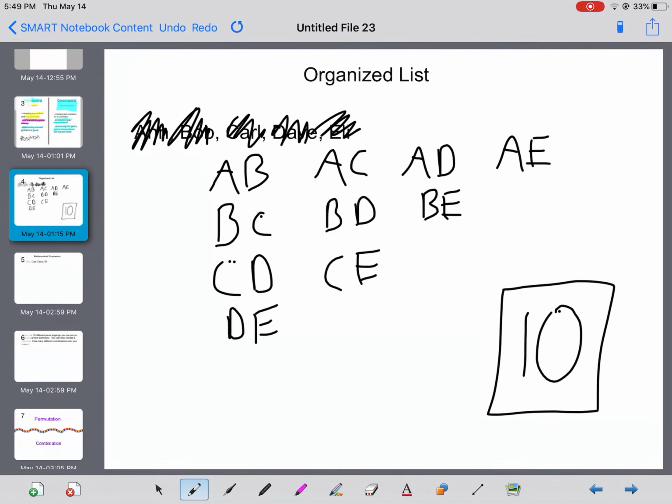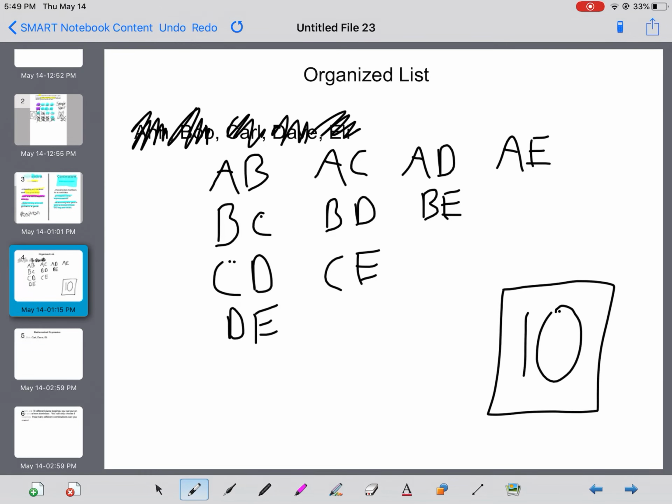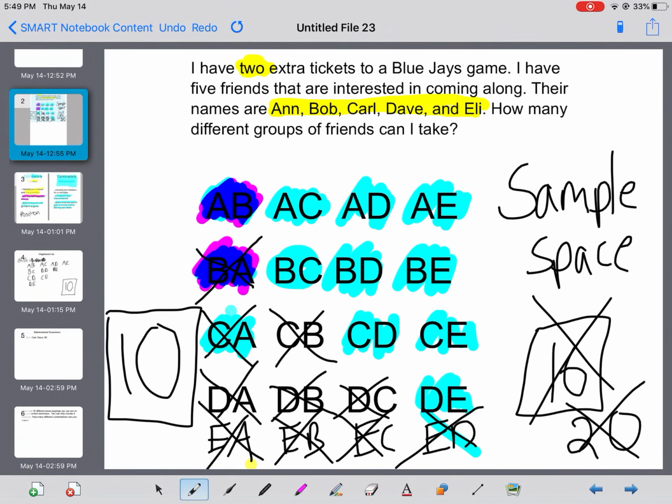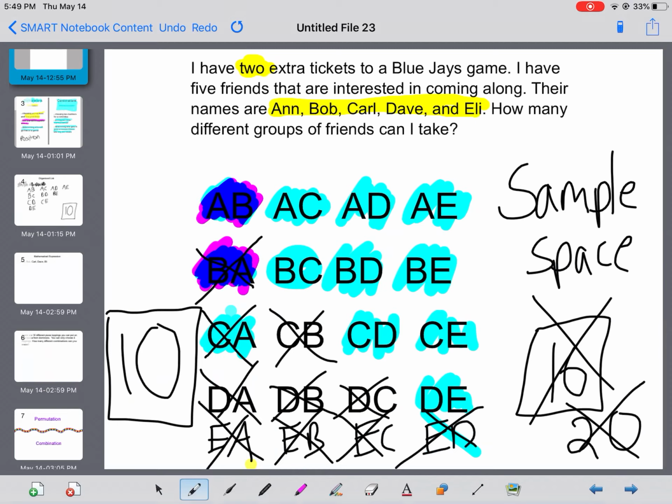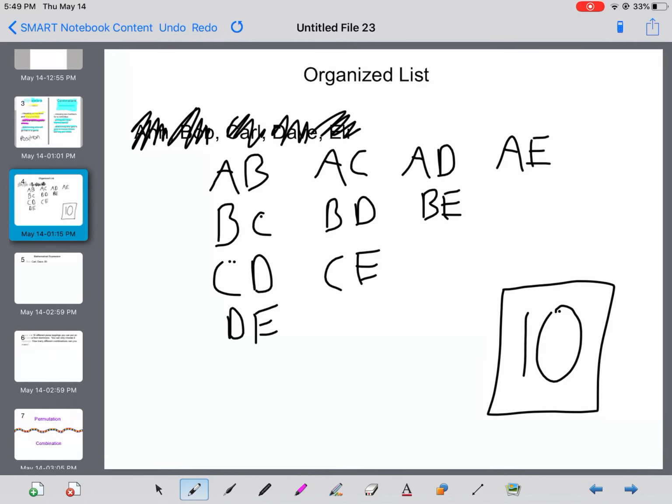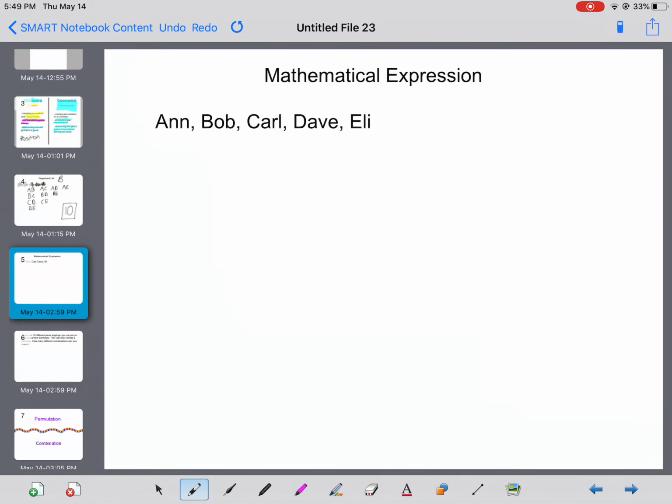So this is making an organized list. It's very similar to what we did before with the sample space. With the sample space, you create all the different combinations and then you cross out the ones that are the same. This one's a little bit more logical because you're going step by step to think of all the different combinations that there could be. So this is going to be method B, which is the organized list. Okay. All right, let's do one more.